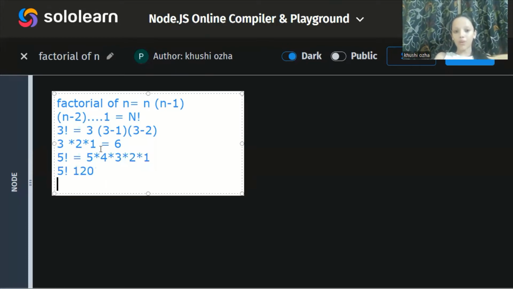Now there is one important thing for factorial: factorial never exists for negative numbers. It only exists for positive integers. Now yeah, let's just get into the concept and the code.